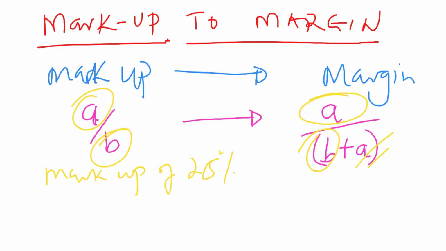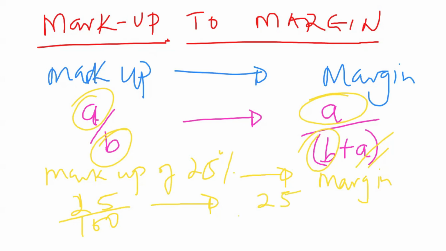So we want to compute a margin. What will the margin be? So that means we shall have 25 over 100 because it is 25%. This means this 25 will be our A and this B will be the 100. So to get the margin, we shall get 25 over 100 plus 25, and that will give you 25 over 125.